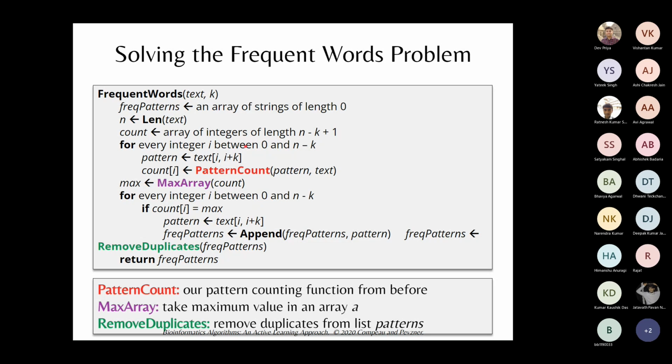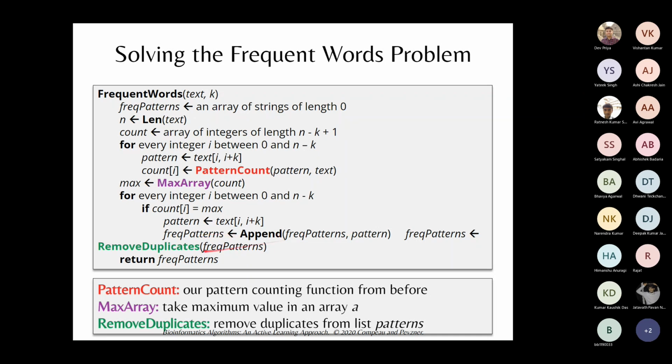Now for every integer i from 0 to n minus k, you're going to extract the pattern, and now you're going to count the pattern. PatternCount is the function that we have already written before, which takes as input a pattern and a text. So Count[i] is going to be PatternCount. After you have done this for every substring that you extracted, you're just going to say, give me the max value of the array Count. And now for every integer between 0 and n minus k, if your count is the maximum count, then extract the pattern at that particular integer and append it to this list of most frequent patterns.